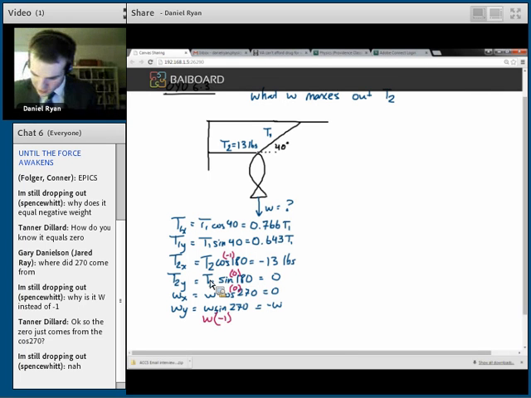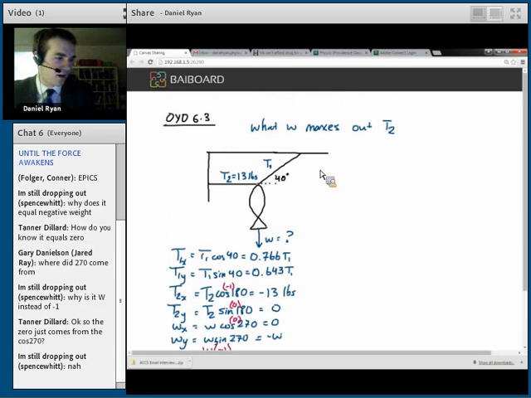Good. Now we go to looking at the sum of the forces in the x direction and the sum of the forces in the y direction. And this will give us two equations that we can use to solve for these two variables, T1 and w. The sum of the forces in the x direction, let's look at them. We got 0.766 T1. That looks good.